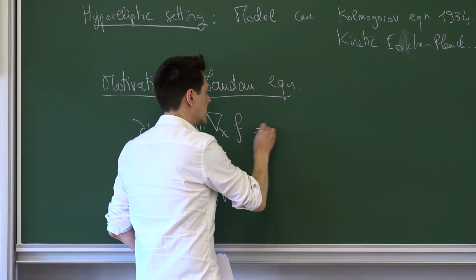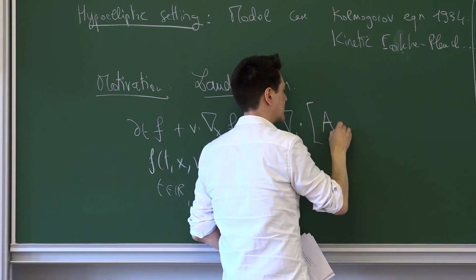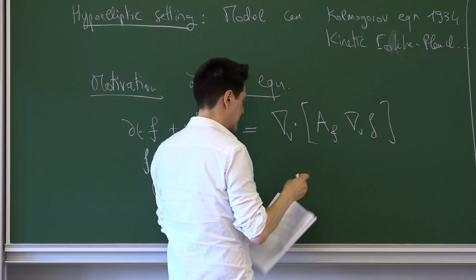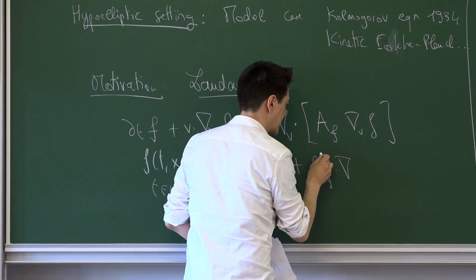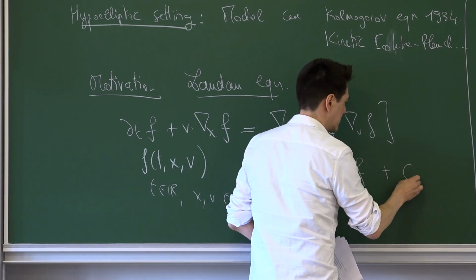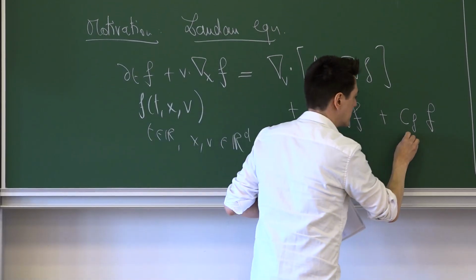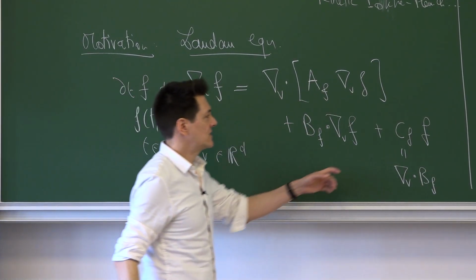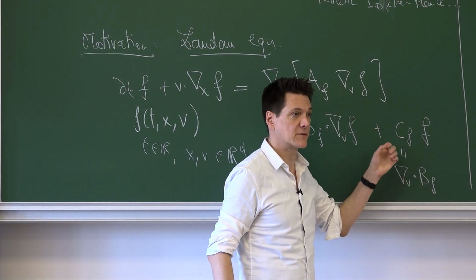Okay, and that will be equal to divergence in v times a certain A matrix that depends on f, plus B that depends on f, a vector. So this one is a vector dot grad v of f, plus C that depends on f, f. Of course, the C is just the divergence of B. And for those of you who are familiar with the Landau equation, C is actually a constant times f. Okay, C is the convolution of f with a Dirac, in fact. It's the most singular part.